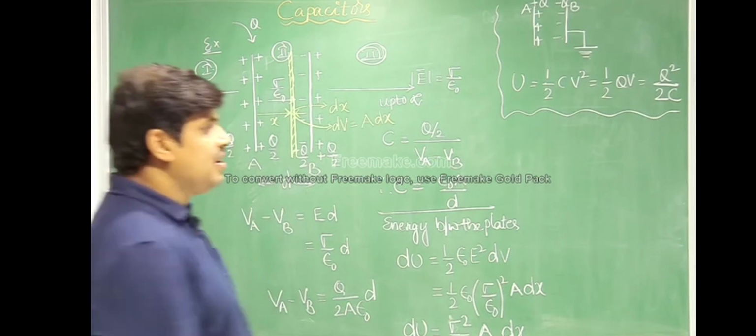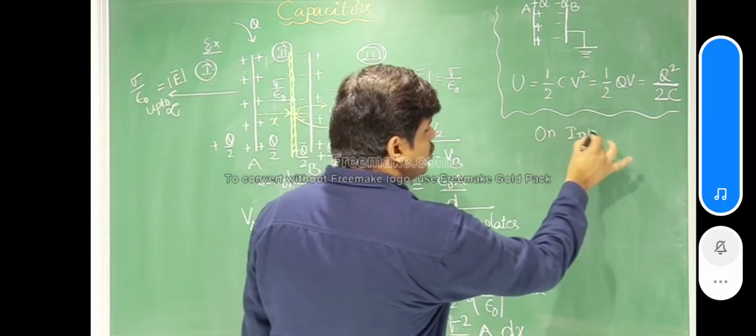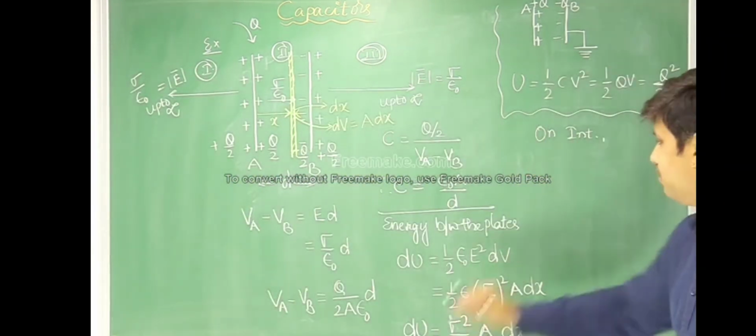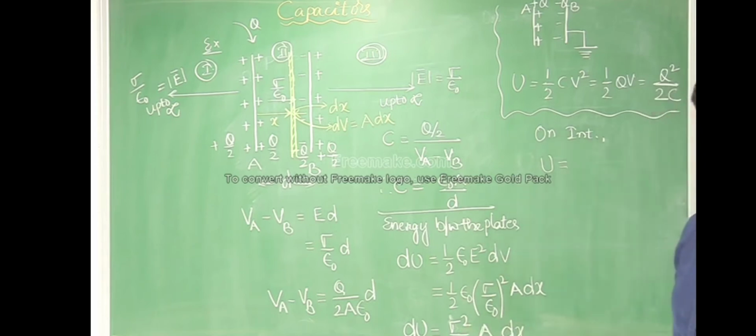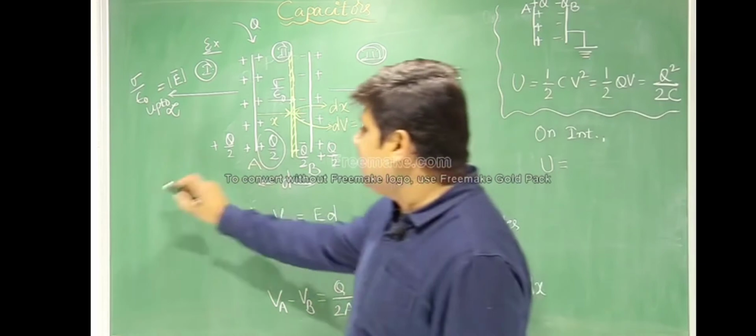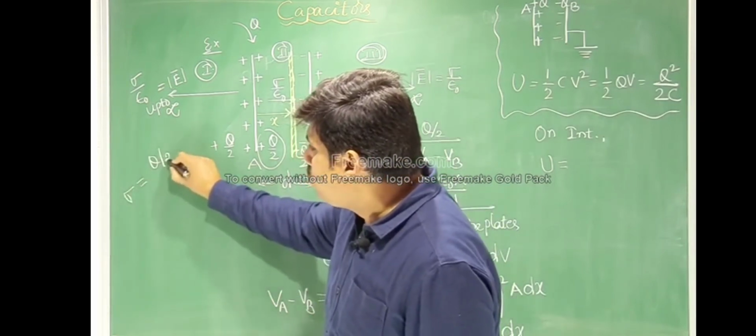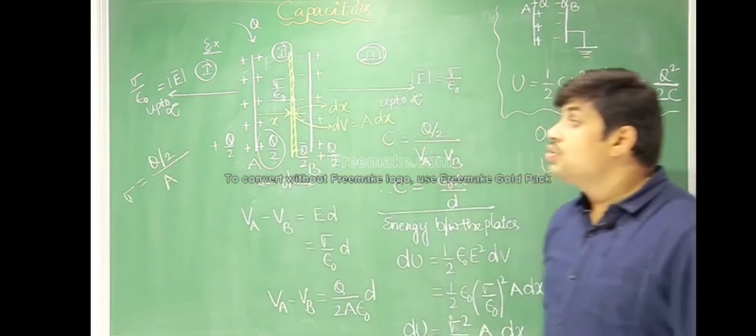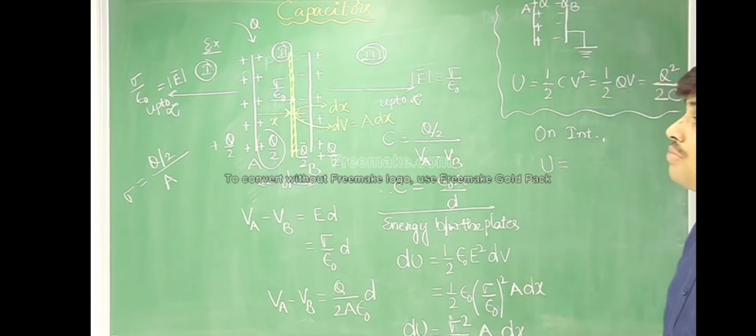Better, now you integrate and see. I want to perform integration over here. On integration, integral dU will become U. U is equal to sigma square. Sigma, you observe here, what is sigma? If you identify the charge, that is q by 2, and area is A. So sigma is equal to q by 2 upon A. So students, you are able to identify what is sigma. Sigma is q by 2A.